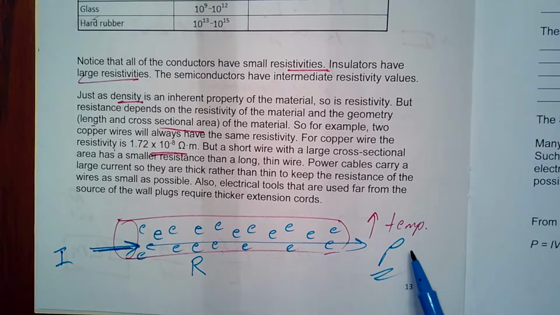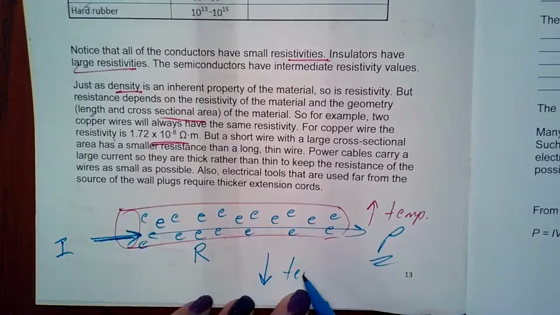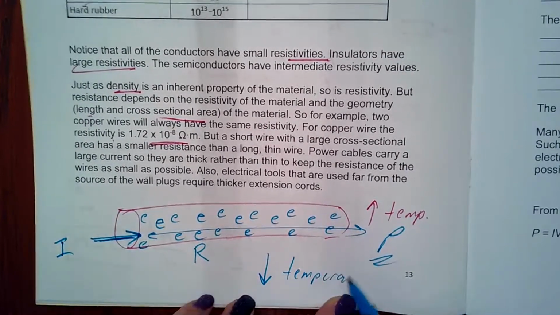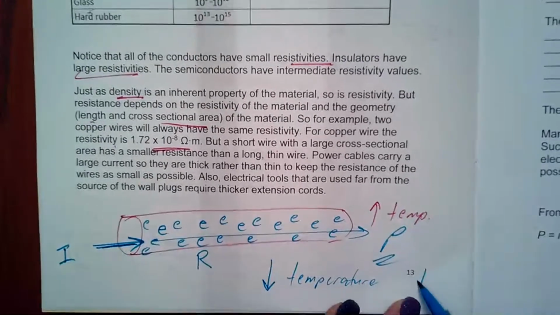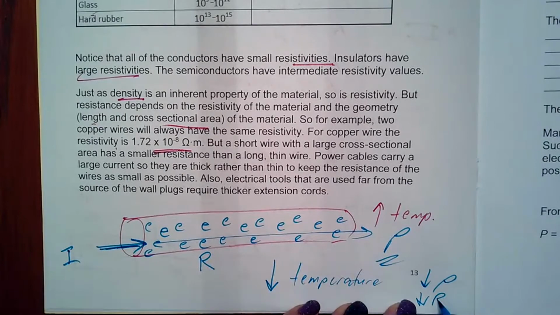And of course, if you increase the temperature, because temperature affects the resistivity of the material, it is going to increase the resistance as well. So if you want to make the resistance lower, you want to make the resistivity lower without changing the length and the area. So what do you do? You can lower the temperature. By lowering the temperature of the material, you're going to lower the resistivity and therefore lower the resistance.